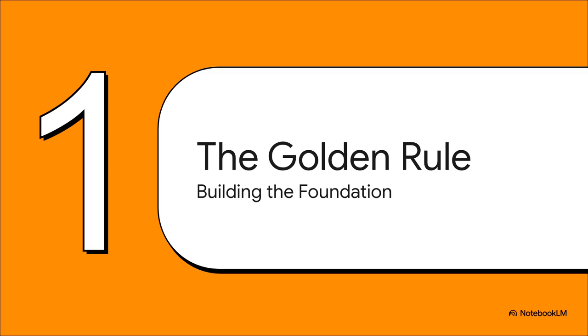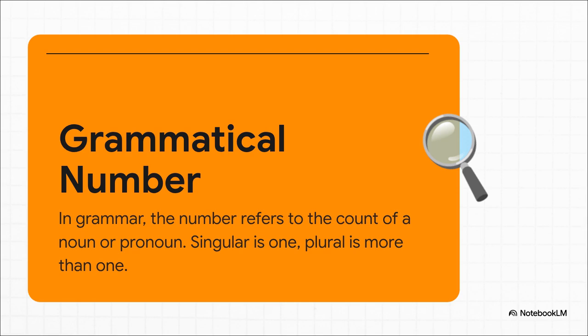Section 1, the golden rule. This is the big one, the rule that covers most of the words you'll ever come across in English. But hold on, before we start adding letters to things, let's make sure we're all on the same page. What even is grammatical number? It sounds complicated, but really, it's just a fancy way of asking how many. Singular, that just means one. Plural, it means more than one. That's it. Simple as that.